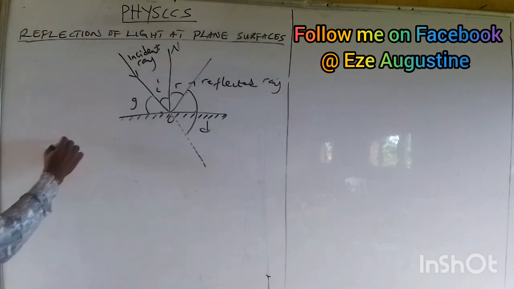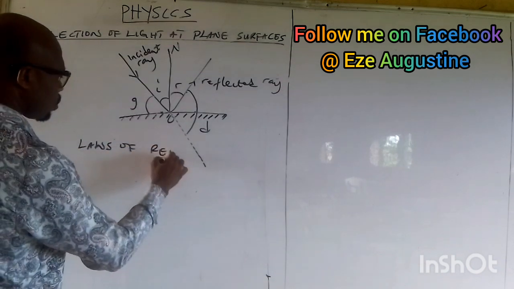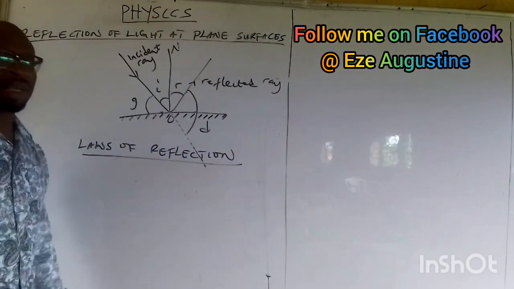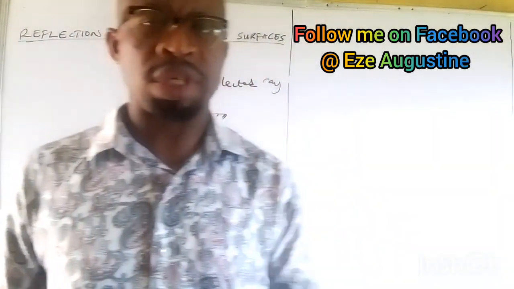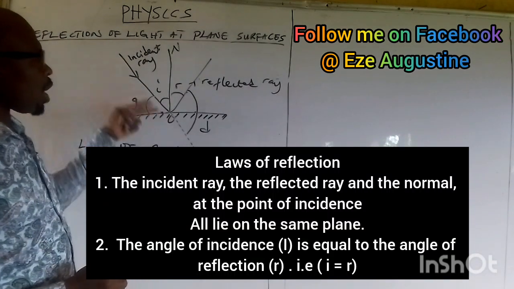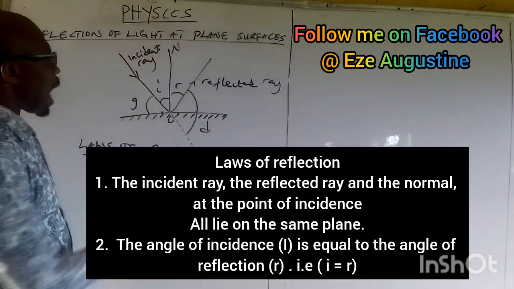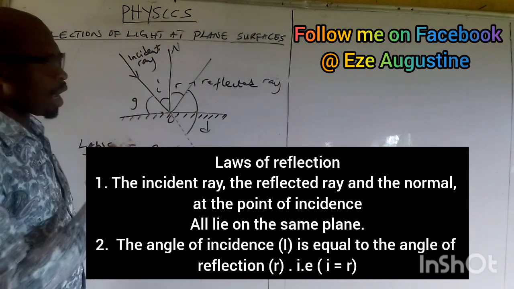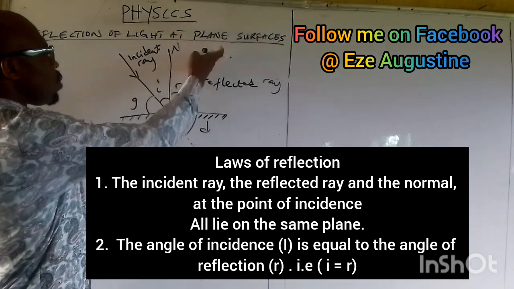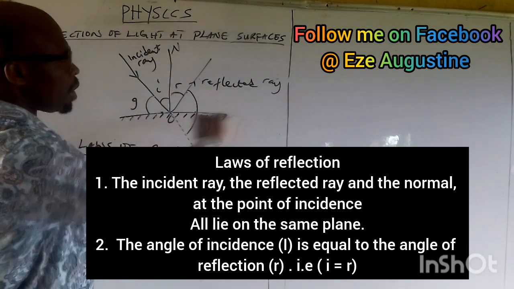Now we can have the laws of reflection. There are basically two laws of reflection. The first one says the incident ray, the reflected ray, and the normal at the point of incidence all lie on the same plane. I repeat, the incident ray, the reflected ray, and the normal at the point of incidence all lie on the same plane. That is the first one.